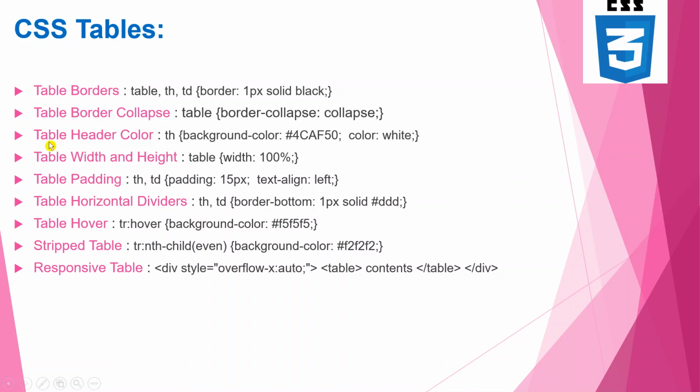Now coming to the concept, if you need to apply table borders, then you need to select the table tag, the table header th, and td, that is table data. This is called group selectors. A group of tags we are selecting and applying the properties. What property? Border: 1px width, border style solid, border color black. This is shorthand notation, friends. Let me show it to you point by point in the code.